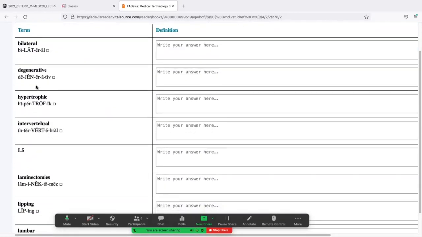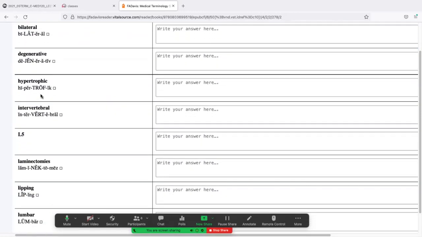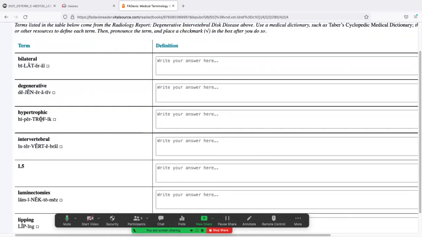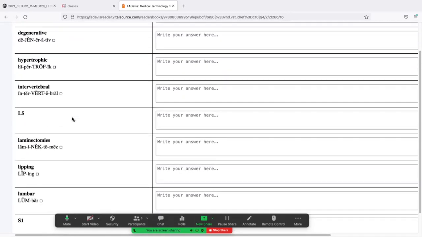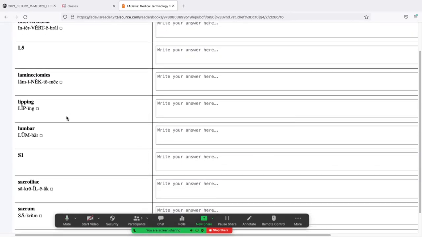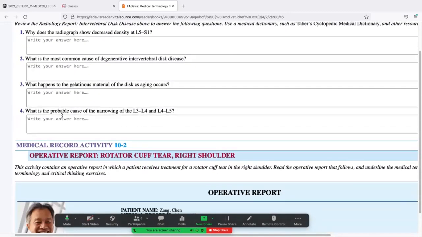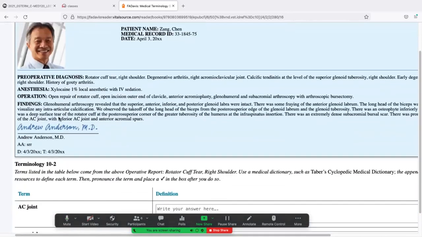And you could see some of the words. What does hypertrophic lip mean? Right? Does it mean it was growing or it was shrinking? Hyper, too much. Troph, growth. Let's look at the next one.